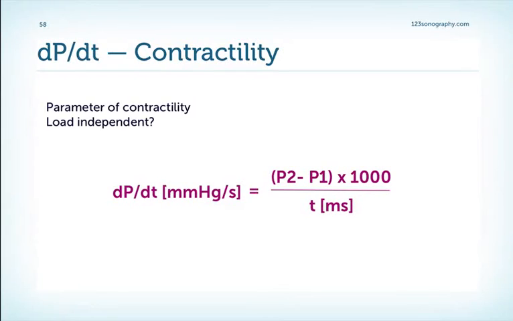Another way of looking at left ventricular function is contractility. Contractility is measured with dP/dt, and it describes how quickly the left ventricle is able to increase its pressure during systole. This is the formula for dP/dt, and now we'll see how we perform this measurement in clinical practice.